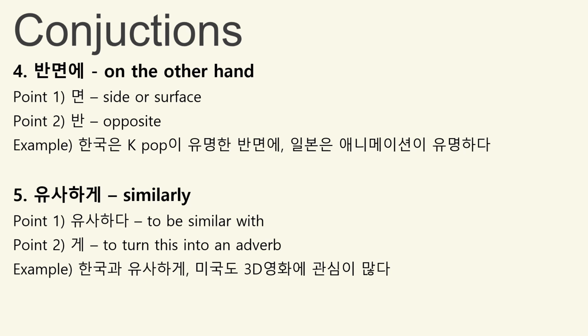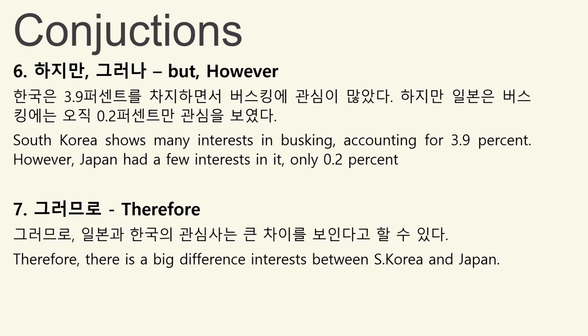유사하게. Similarly. 유사하게. This comes from the original form 유사하다. We can add 게 to turn this into an adverb. 하지만, 그러나. But, however. 하지만, 그러나. 그러므로, therefore. 그러므로. This is seen mainly in written contexts.